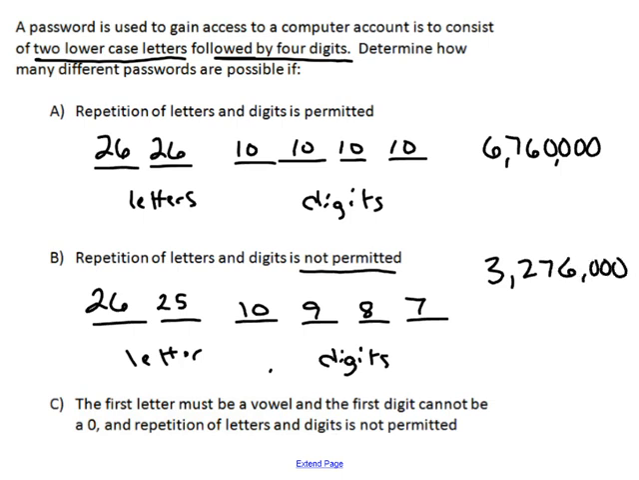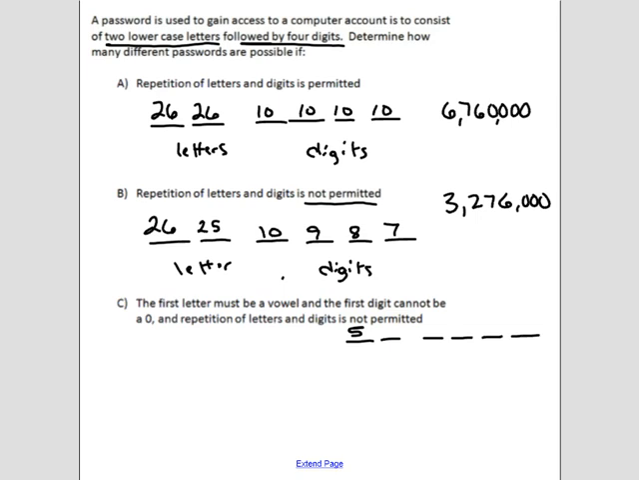Okay, so by making it so that we can't repeat things, we've taken off a lot of the possibilities. Now this last one: the first letter must be a vowel and the first digit cannot be a 0. Repetition is not permitted. Oh man, we've got a lot going on here. So the first letter must be a vowel: A, E, I, O, U. We're not going to count Y. So we've got 5 choices for the first one. This one must be a vowel.